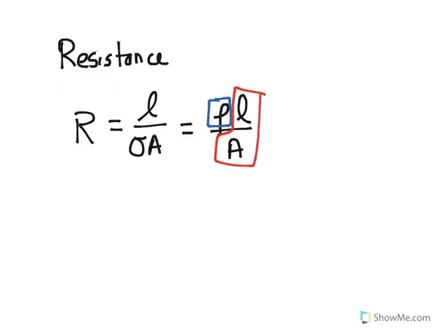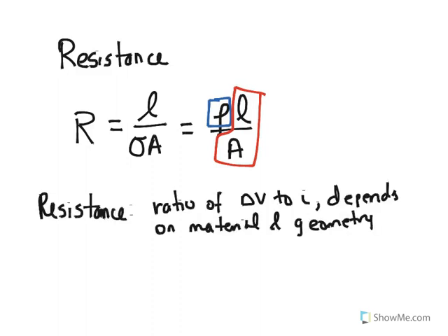Well, we have now introduced three terms which sound kind of the same, but are not the same. The first one is resistance. The resistance is the ratio of voltage to current, and it depends on the material and the geometry of the device which is generating the resistance. The device that is generating the resistance is called a resistor.